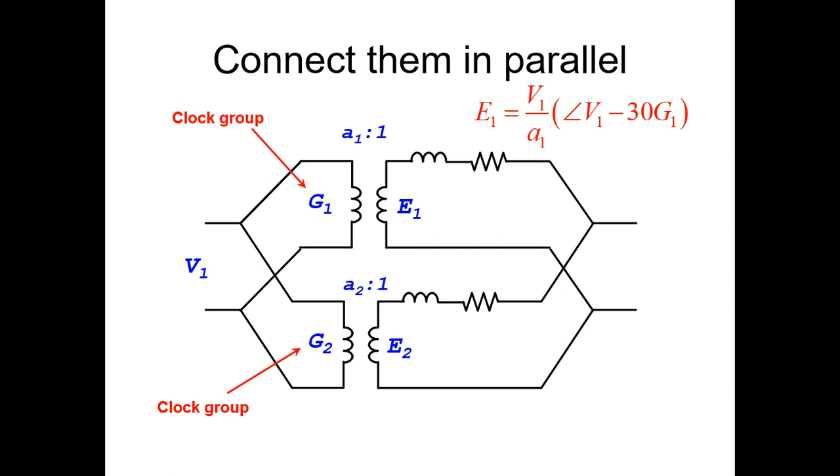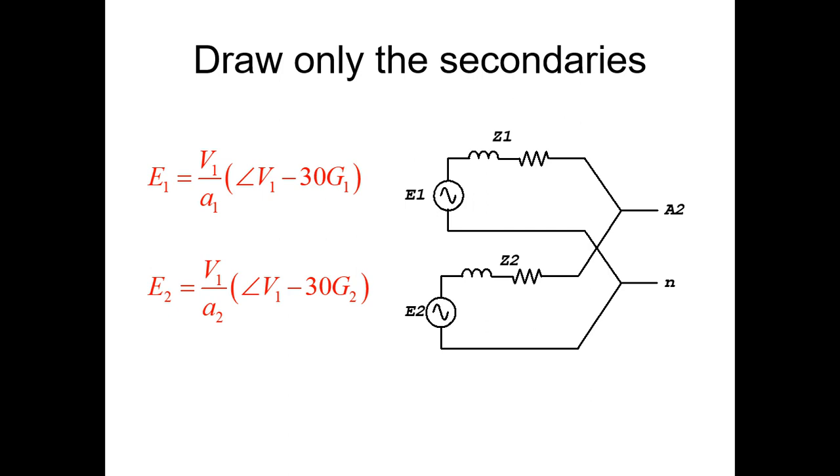And that is the voltage E1. And the voltage E2? The voltage E2 has this magnitude and it has this phase. Nice. Let's concentrate now on the secondaries. We know the voltages. We have that circuit for the secondaries.